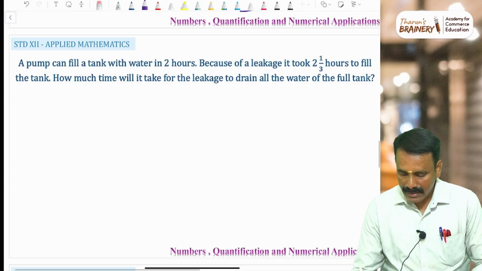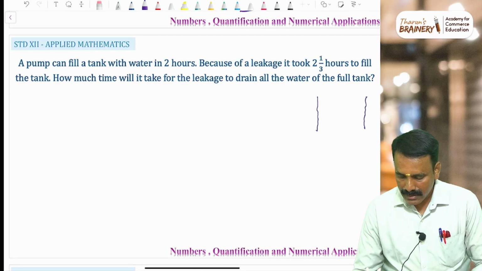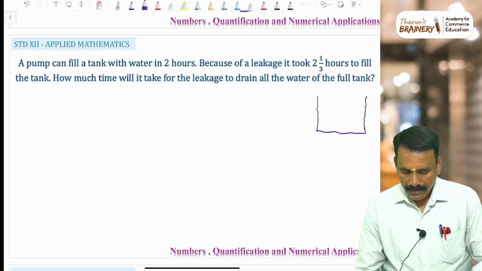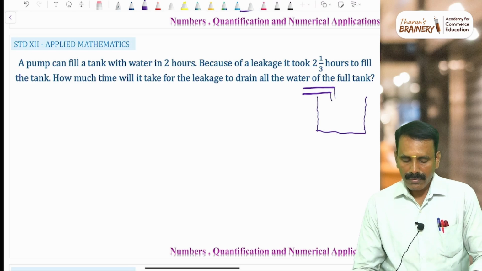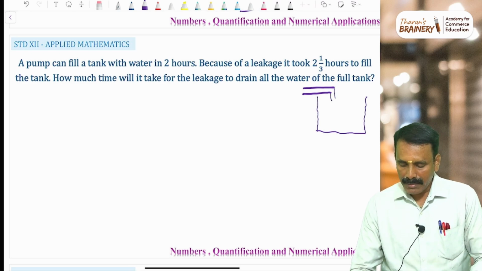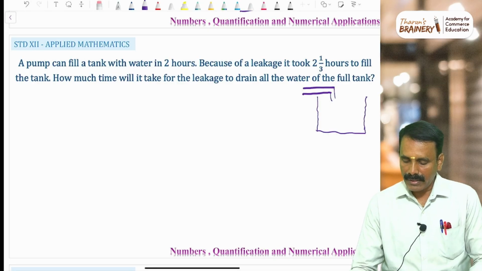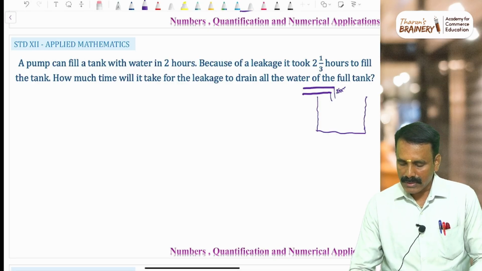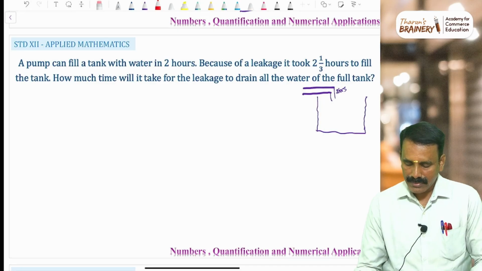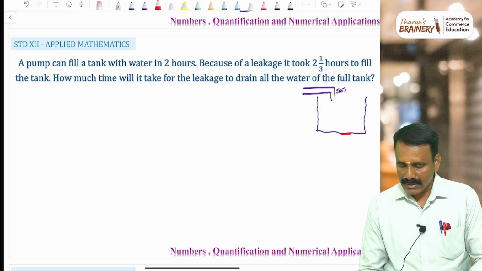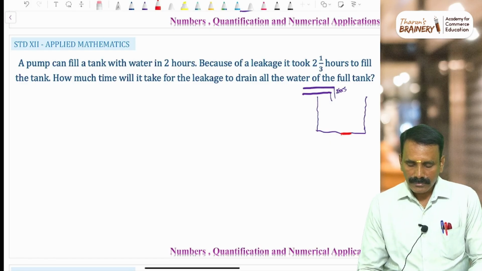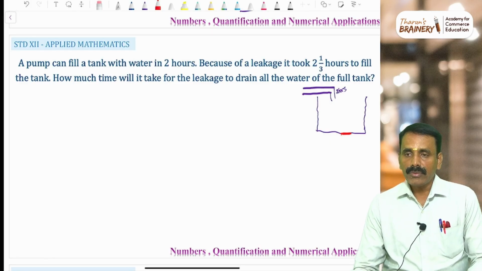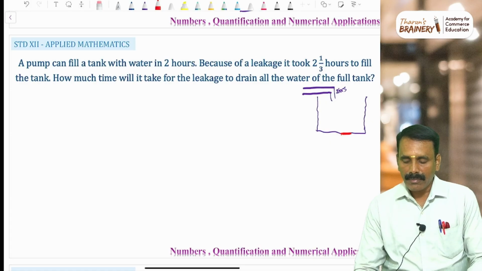So we are having a tank. A pump is going to fill the tank. The time taken for this pump to fill the water is going to be 2 hours, and there is a leakage. There is some minor leakage in the bottom. Because of that the water is going to leak from the tank.